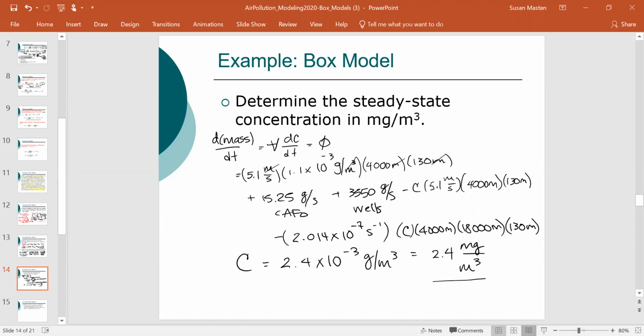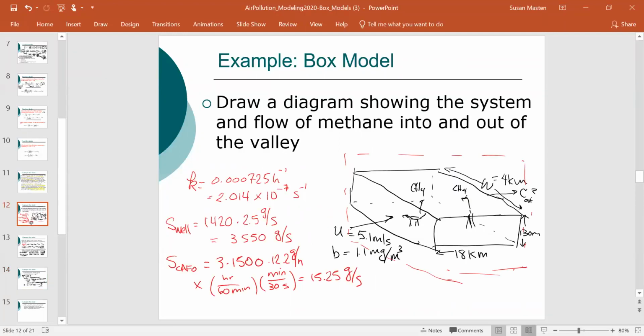Okay. So that would be, under these operating conditions, with all of the wells operating, with all of the cattle in this cell, at steady state conditions, a concentration of 2.4 milligrams per cubic meter. So it's increased from 1.1 from the adjacent cell. So if we go back here, remember this was 1.1, and now what is leaving is 2.4 milligrams per cubic meter. So that's the concentration leaving.